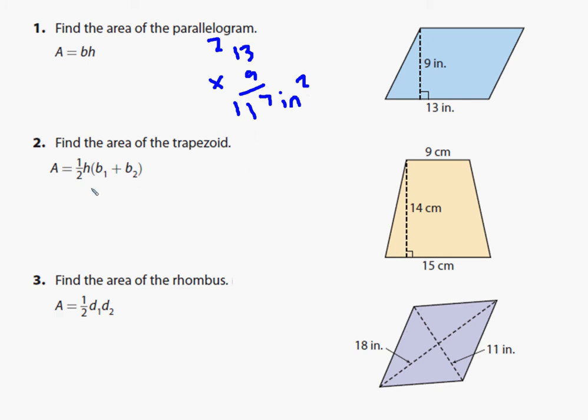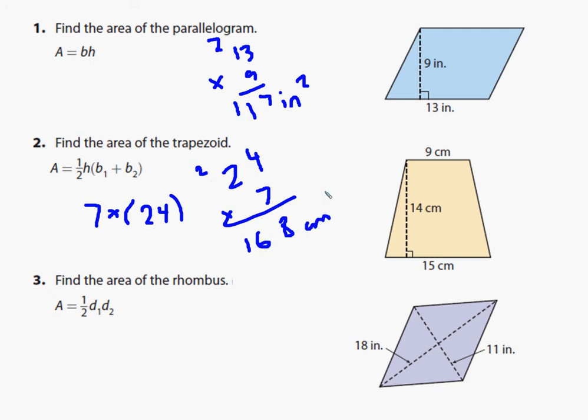Finding the area of a trapezoid, the area is 1/2 the height times the sum of the bases. So I know that my height is 14, so 1/2 of the height is 7. And my sum of my bases is 9 plus 15, that's 24. And so I multiply 24 times 7, and I get 168 centimeters squared.